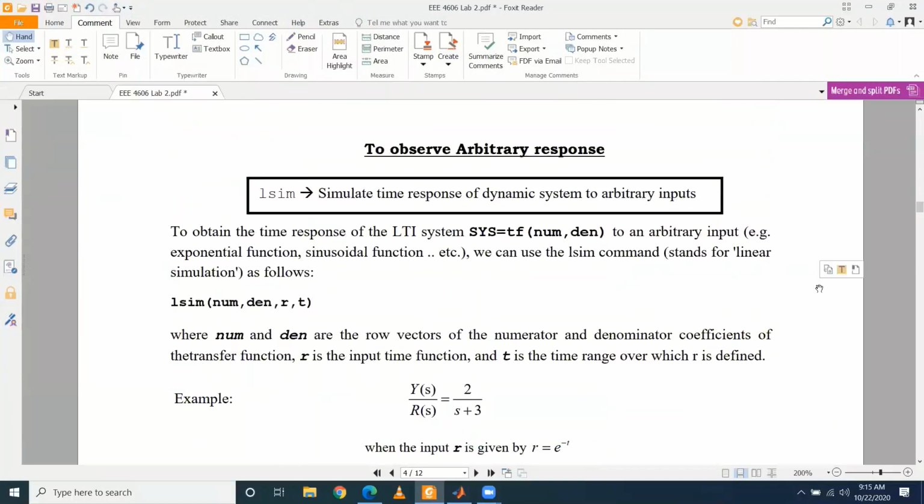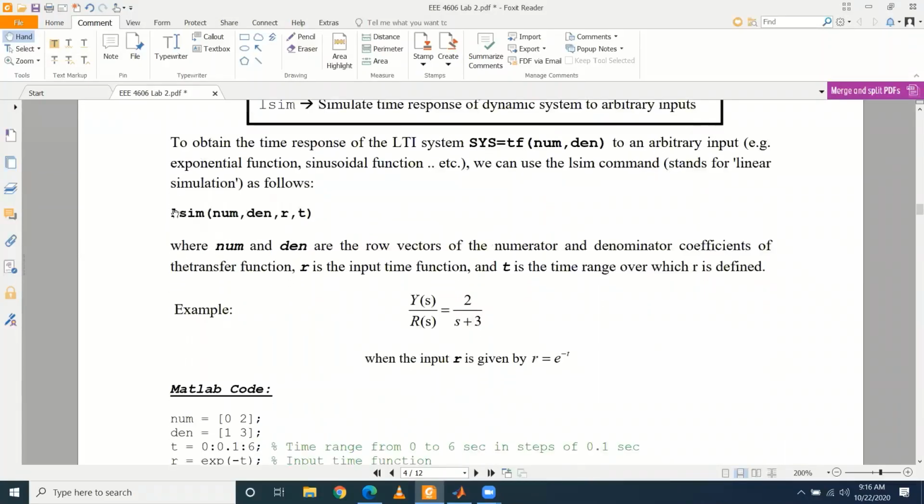Okay, so we have observed the output of the system for 3 different types of inputs: step, ramp, and impulse. Those are the basic test functions, as I mentioned earlier. It's very useful to observe the responses of the system when the inputs are those 3 functions. What if we wanted to observe the response when the input is any function? Any time dependent function, like a sine function or an exponential function or a logarithmic function. For that, we use a function called LSIM, which is basically linear simulation.